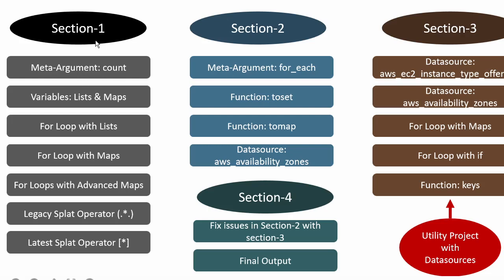In Section 1, we are going to discuss the meta arguments count and variables, for loops, loop with map, loop with advanced map, and the splat operator, and how we can use a splat operator. Section 2 covers the meta arguments for_each, toset, tomap, and data sources. Section 3 covers data sources and availability zones, for loop with the map, for loop with if conditions, and function keys.